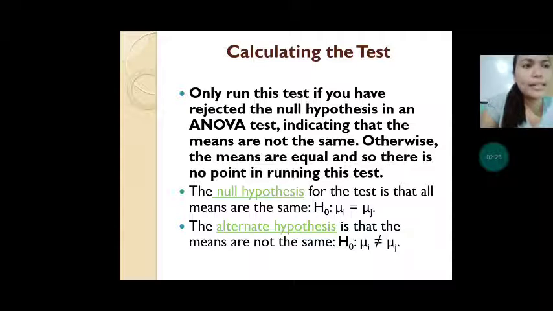So in calculating the test, only run this test if you have rejected the null hypothesis in an ANOVA test, indicating that the means are not the same. Otherwise, the means are equal and so there is no point in running this test. So the null hypothesis for the test is that all means are the same. And the alternative hypothesis is that the means are not the same. So mauna siya ang kuwan.